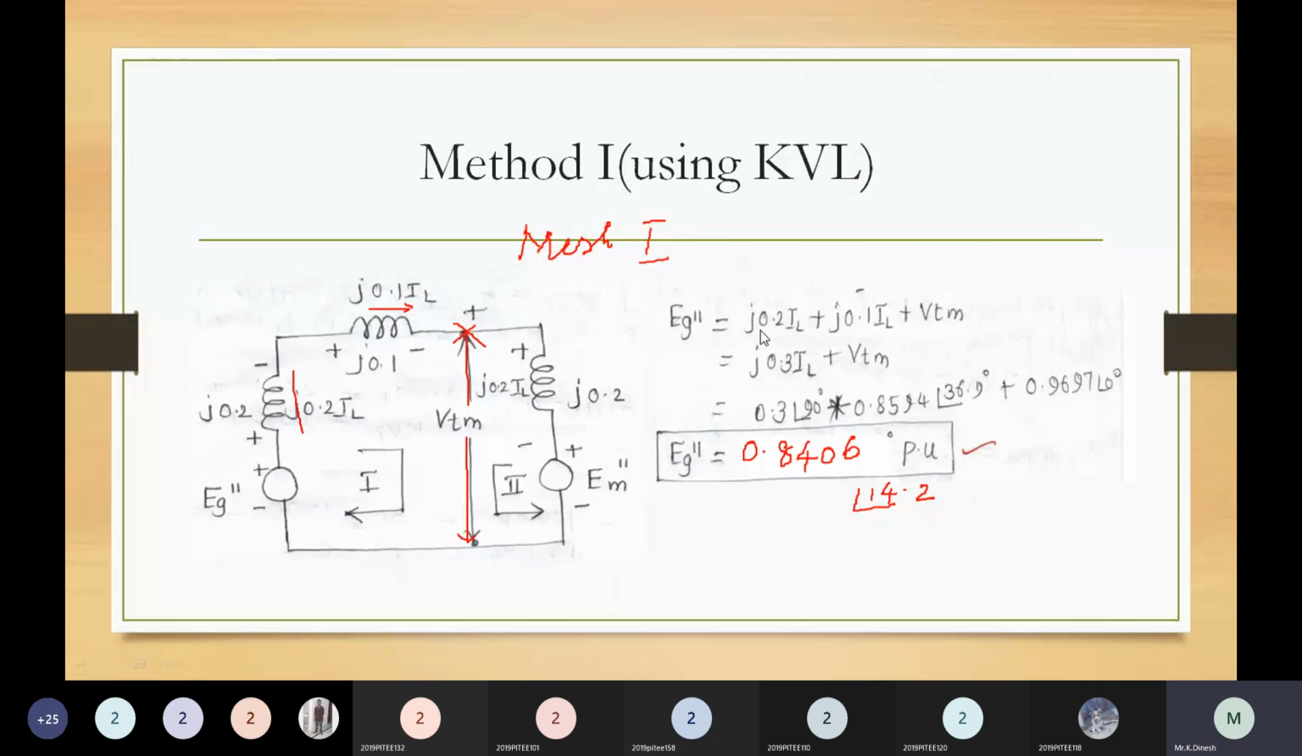So J0.2 IL plus J0.1 IL is J0.3 IL plus VTM. The IL value we determined in the last step, and VTM we also need to find. That we determined. So just substitute all the values, and in the complex mode of your calculator, you may get the value of EG double dash as 0.8406 at an angle 14.2 per unit. So this is the mesh 1 voltage we obtained.